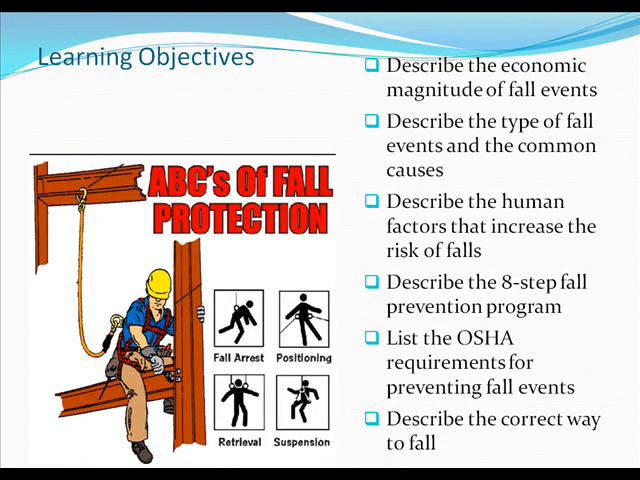Learning objectives. Describe the economic magnitude of fall events. Describe the types of fall events and the common causes. Describe the human factors that increase the risk of falls. Describe the 8-step fall prevention program. List the OSHA requirements for preventing fall events. Describe the correct way to fall.